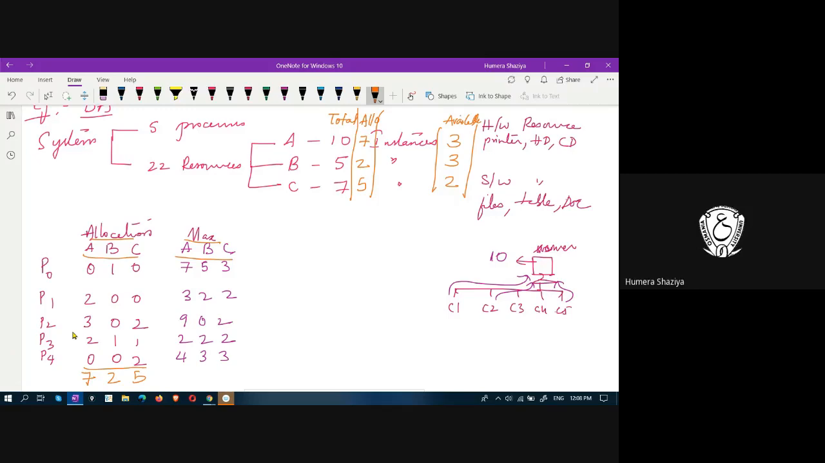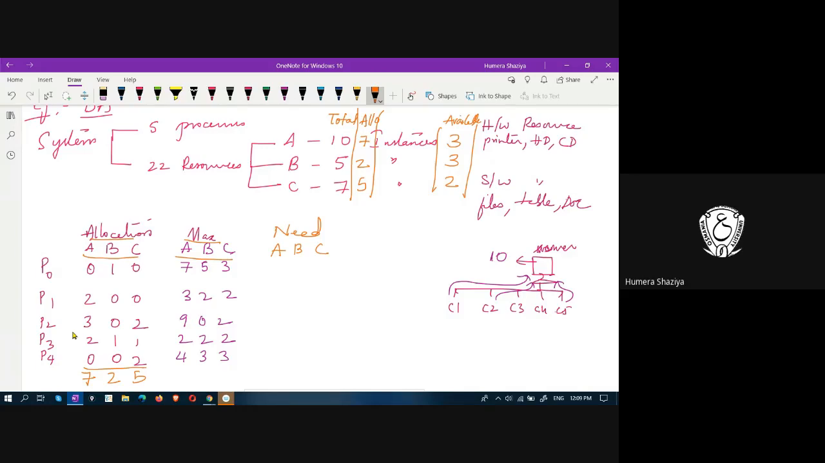So now, need. What is need? Need is the remaining resource requirements of a process, for A, B, C. Can anyone tell me what is the need for process P0 with respect to A? Can anyone tell? Look here.